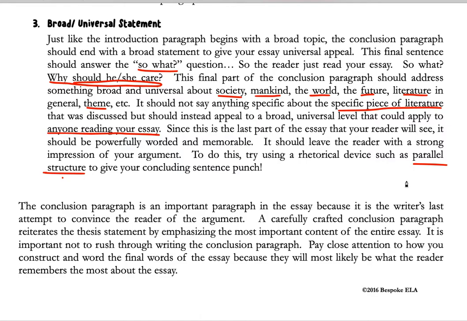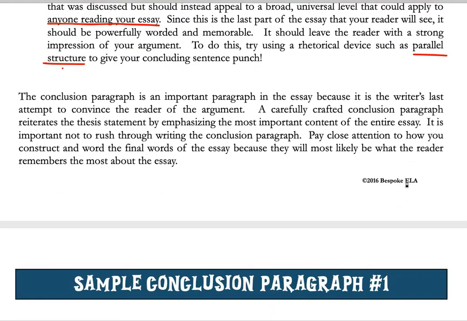The conclusion paragraph is an important paragraph in the essay because it is the writer's last attempt to convince the reader of the argument. It's like the closing statement of a lawyer. A carefully crafted conclusion paragraph reiterates the thesis statement by emphasizing the most important content of the entire essay. It is important not to rush through writing the conclusion paragraph. Pay close attention to how you construct and word the final words of the essay because they will most likely be what the reader remembers most about the essay.